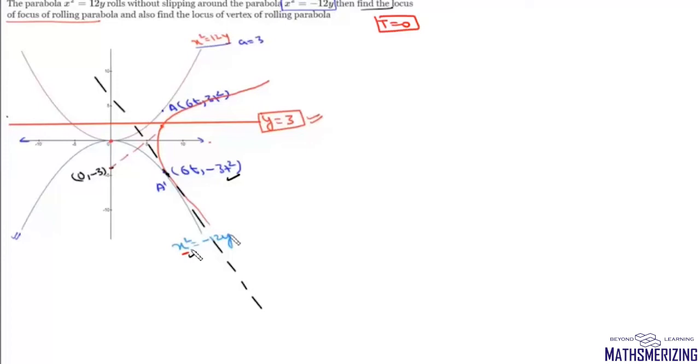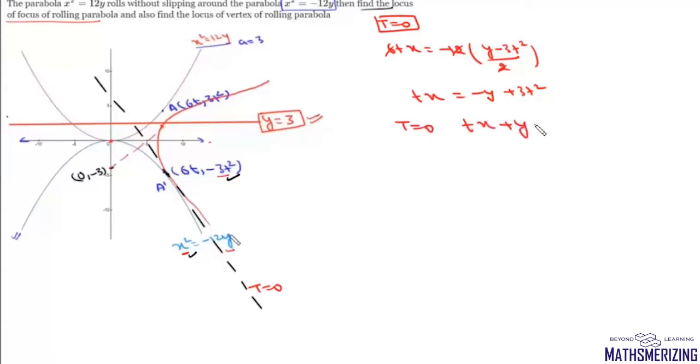So in place of x square, we'll write x into x1, so it will be 6t into x, and then minus 12, and in place of y, we'll write (y plus y1) upon 2. So it will be y minus 3t square upon 2. Now here 6 and 6 will cancel. We can write this equation as tx minus y plus 3t square. So the equation of this tangent, which is T equals 0, is given by tx plus y minus 3t square equals 0.